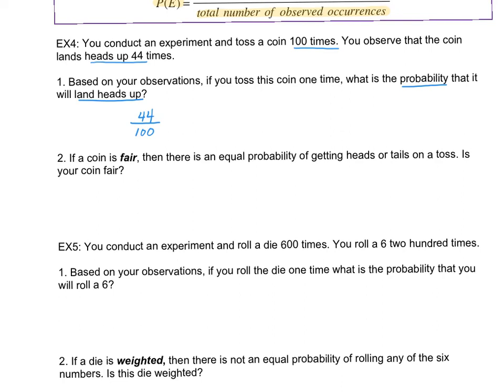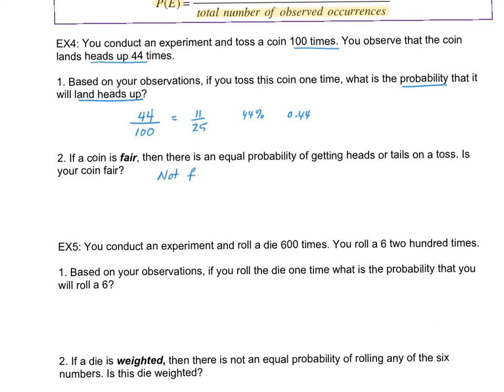And that's it. So reduce it to 11 over 25. Or remember, we can also write this as 44%, or we can write it as 0.44. Just make sure that you're reading the MyLab exercises correctly. Part 2. If a coin is fair, then there's an equal probability of getting heads or tails on a toss. Is your coin fair? And the answer is no, it's not fair.